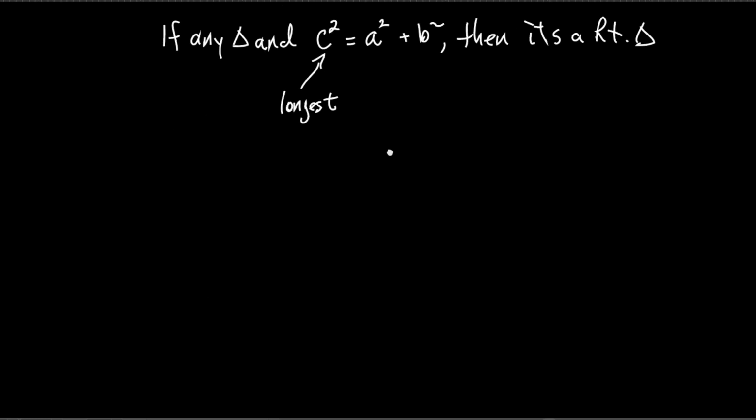All right, I'm going to give you another one. Let's write this down. So if c squared. Now watch, I start with c squared. I do that for a reason, all right? Because usually we go a squared plus b squared equals c squared. But I'm going to put c squared first on this because of what I'm going to do next. So if c squared equals a squared plus b squared, then it's a right triangle.